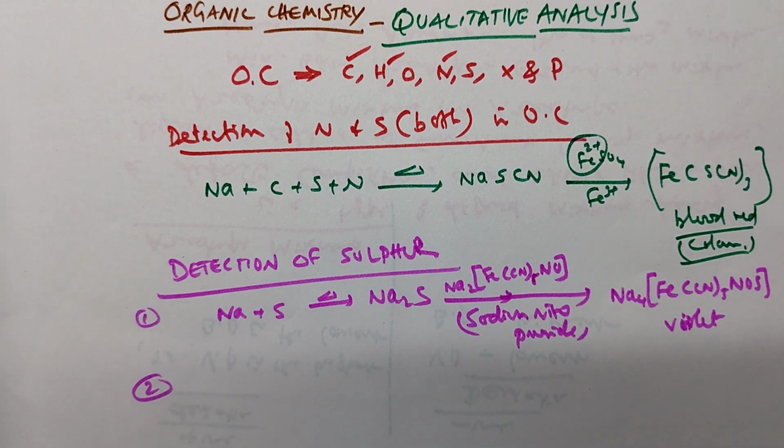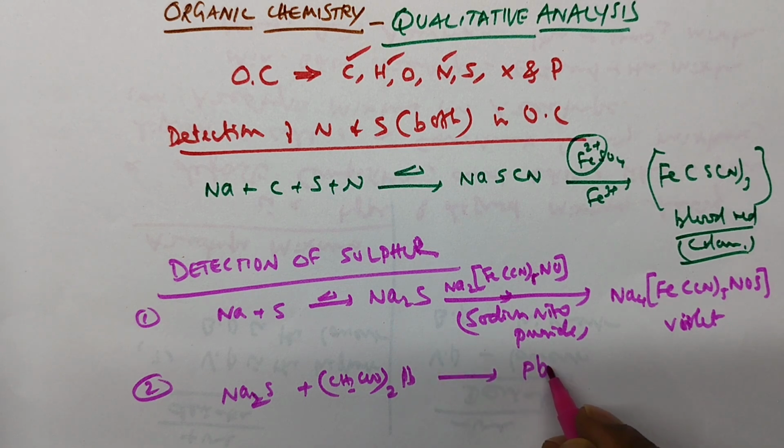We have also another test for sulfur. When the sodium sulfide, Na2S, is formed, you can add lead acetate, (CH3COO)2Pb. This is called lead acetate, which will give PbS, a black color precipitate. That indicates sulfur is present in the organic compound.